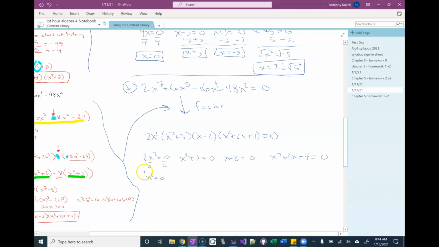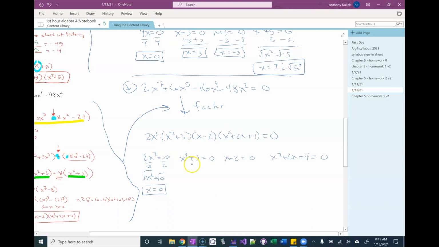So I'll divide both sides by 2, square root both sides. I'm going to ignore the plus or minus because the square root of 0 is 0. And positive 0 and negative 0 is still just 0. So I don't need to do anything more there.